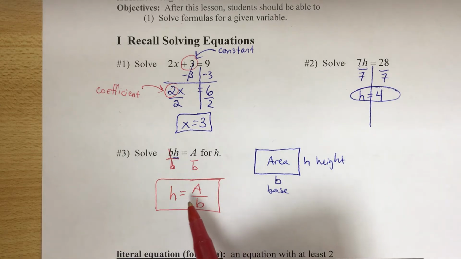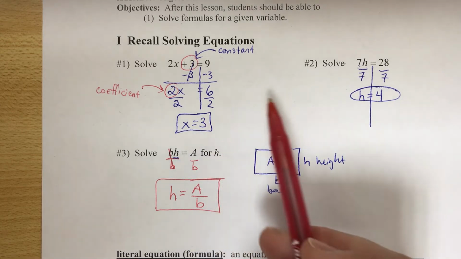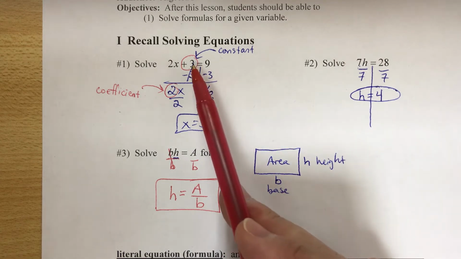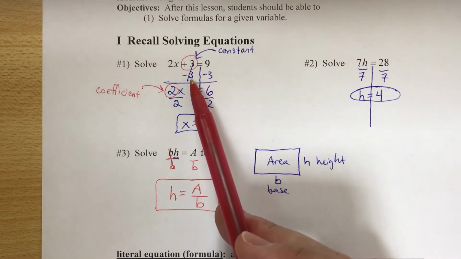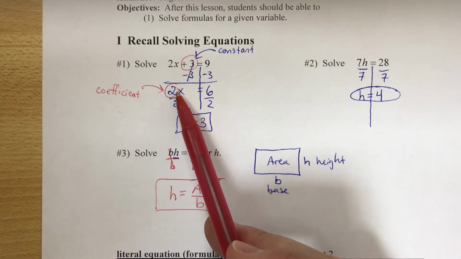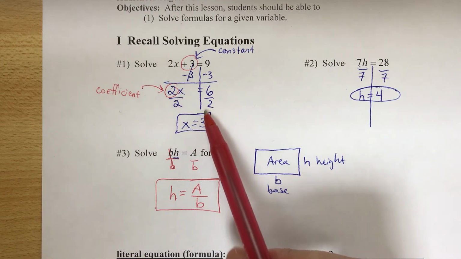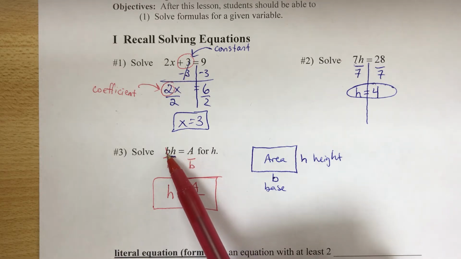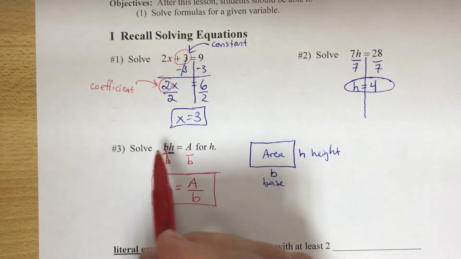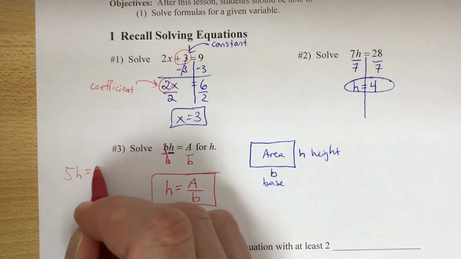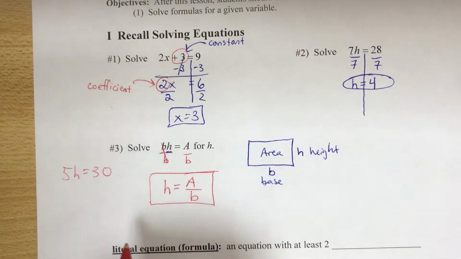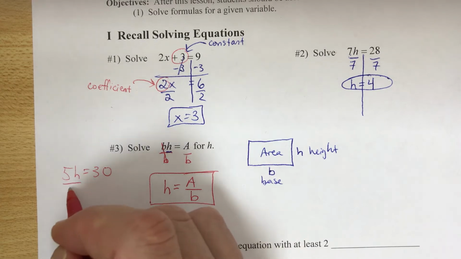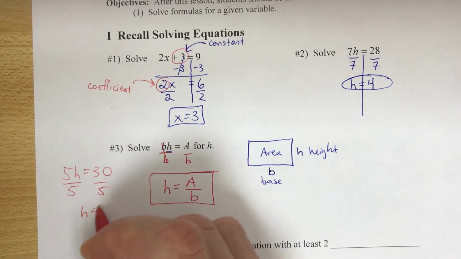Okay, so nothing is going to change. The rules are the same. Usually we move the constant first by adding or subtracting, and then we move the coefficient by multiplying or dividing. Doesn't matter if there are other letters, because remember, a variable is just some value. It represents an unknown number. So I could just as easily have said 5h equals 30. Here's my b, here's my a. How do I solve? Oh, I divide by 5.